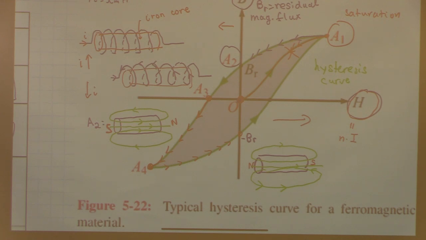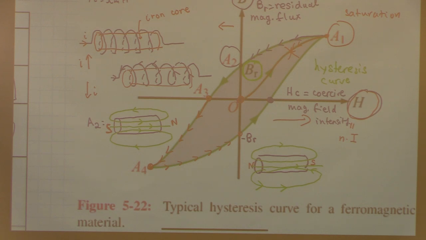The most interesting quantities here are the residual magnetic flux. We also tend to keep track of this magnetic field, H sub C, that is called the coercive magnetic field. So it shows you how fat is this curve. How fat is this curve?